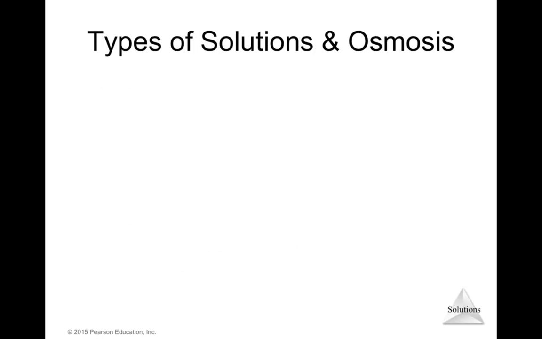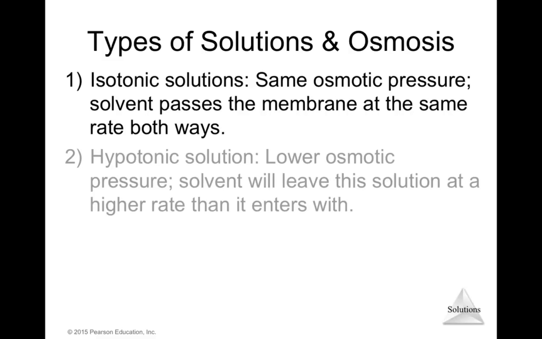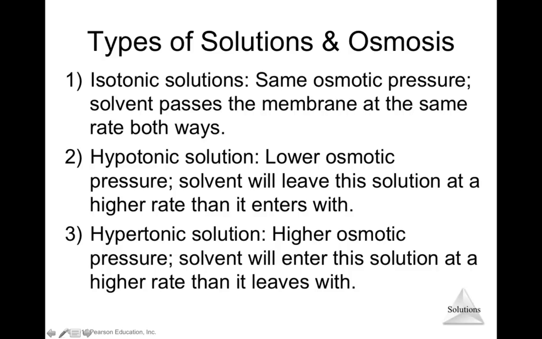So we have different types of solutions and osmosis. For example, isotonic solutions have the same osmotic pressure, so solvent passes the membrane at the same rate both ways and you basically don't have osmosis. You have a hypotonic solution, with a lower osmotic pressure, where the solvent will leave the solution at a higher rate than it enters. And the hypertonic solution has a higher osmotic pressure, where the solvent will enter the solution at a higher rate than it leaves.